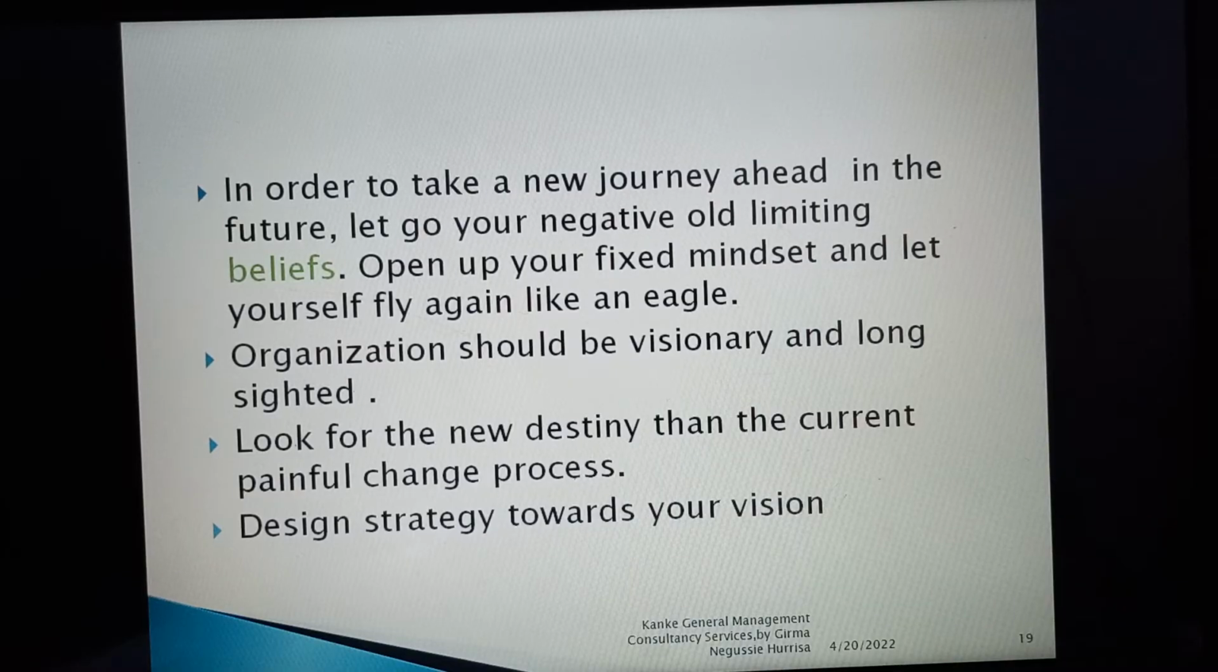Here, unnecessary beliefs need to be gotten rid of. Unnecessary outlooks that bind you from moving forward need to be avoided so as to achieve your destination, your destiny, or your aspirations. Organizations should have vision and be long-sighted. Organizations need to see their vision from a distance, like the eagle, so they can easily go ahead and move towards their destination.